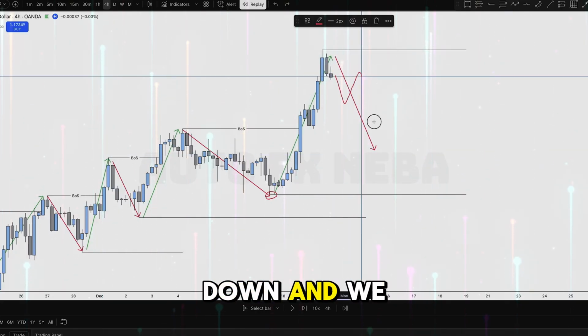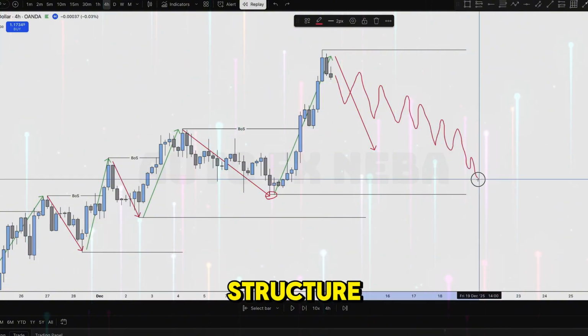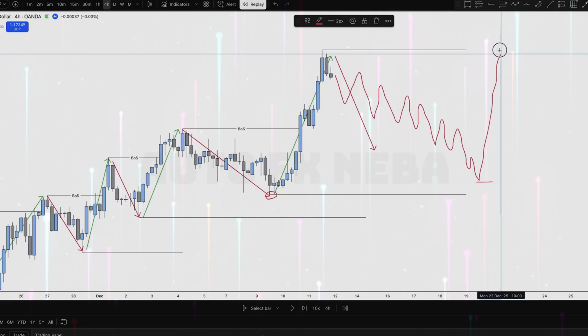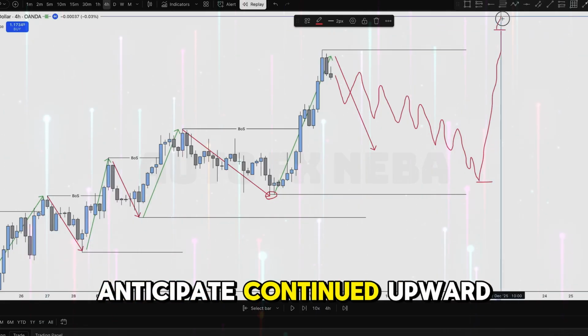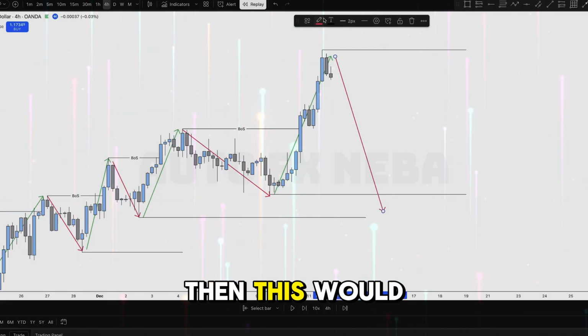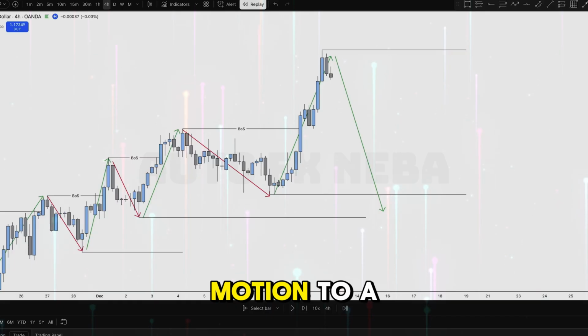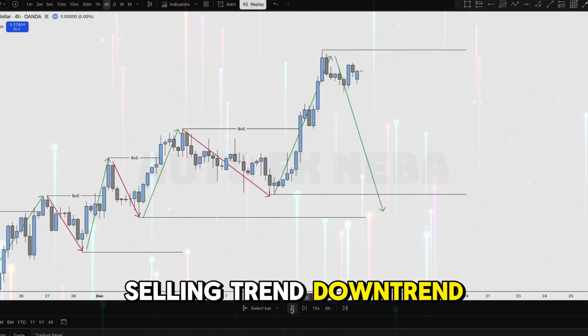Doesn't matter if we come down and we start breaking structure like this. Nothing has actually happened in the broad picture of structure, because if we stay above this low, we will then anticipate continued upward price action. And if we do break beneath the low, so if we do get a push down here, then this would create a bearish impulse, which therefore would set us in motion to a selling trend, downtrend. So let's see what this does.